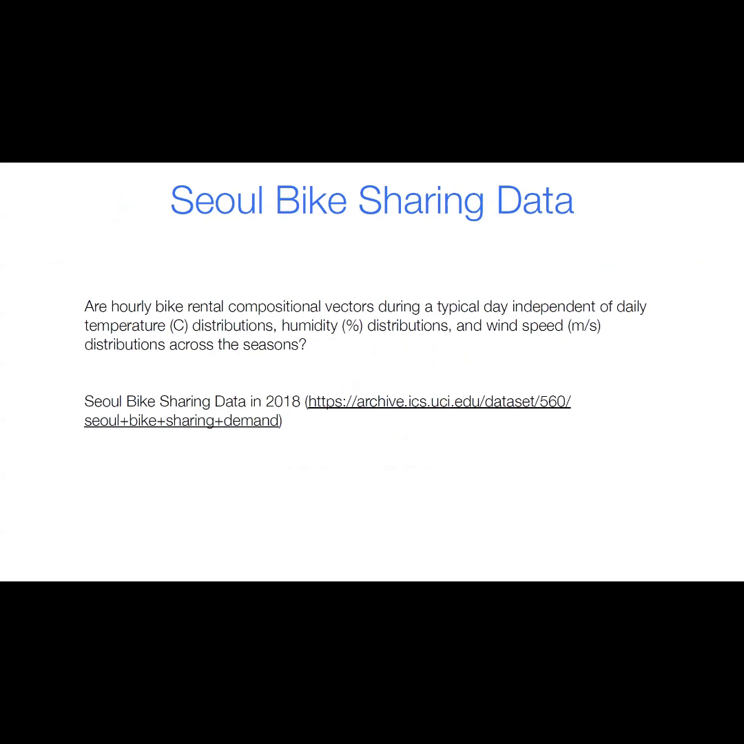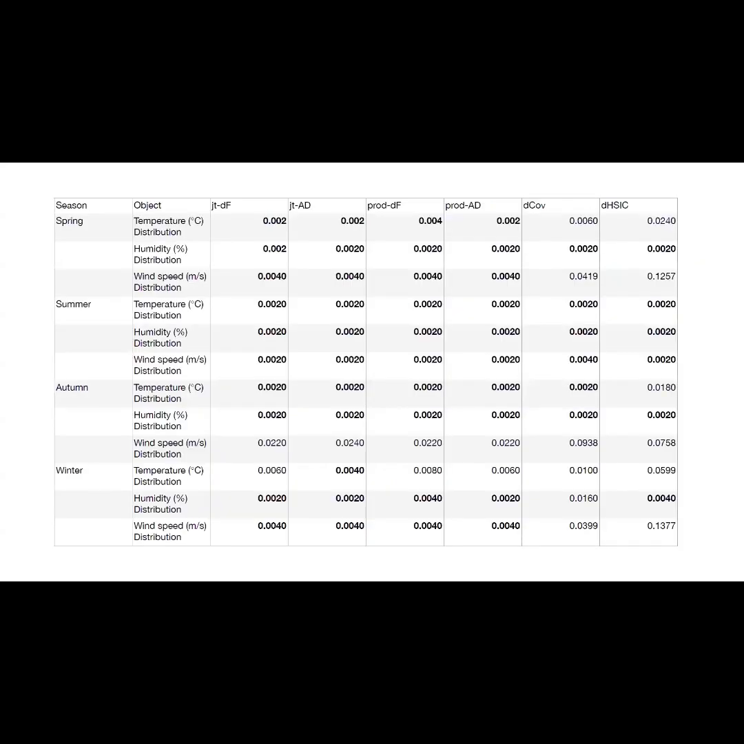Here, we are trying to see if the hourly bike compositions are independent of daily temperature distributions, humidity distributions, and wind speed distributions. And for this, we are using a bike sharing data collected in Seoul in the year 2018. And here are the p-values that we got out of permutations using the different methods. And we split the analysis into different seasons because, of course, different seasons are different. We didn't want to have any confounding due to the seasons.